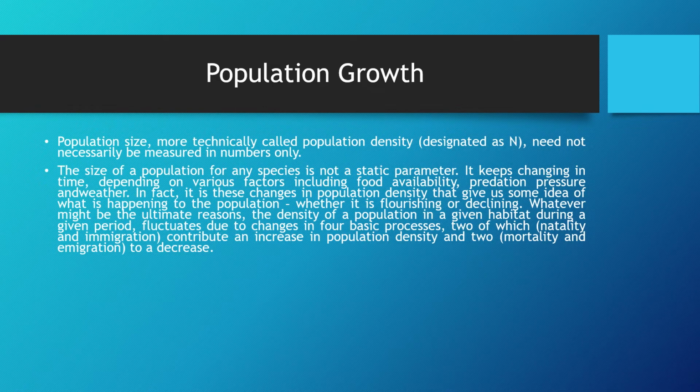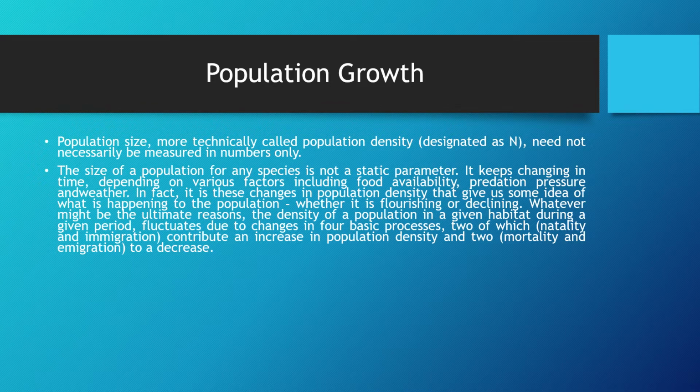Population size is more technically called population density. The size of the population for any species is not a static parameter. It keeps changing with time. It depends on various factors including food availability, predation pressure, and weather. In fact, it is these changes in the population density that give us some idea of what is happening to the population, whether it is flourishing or declining.